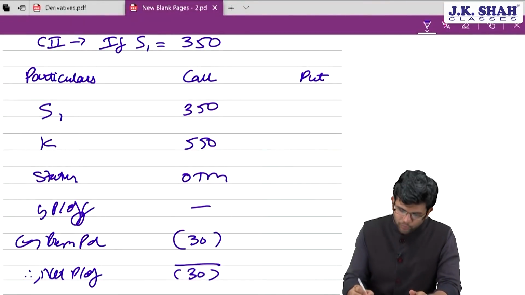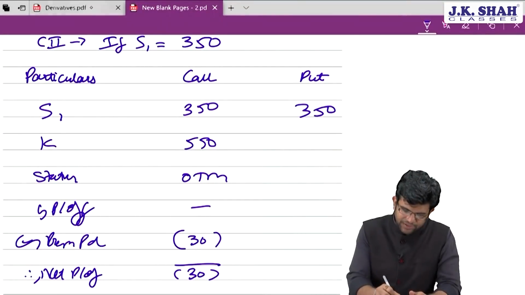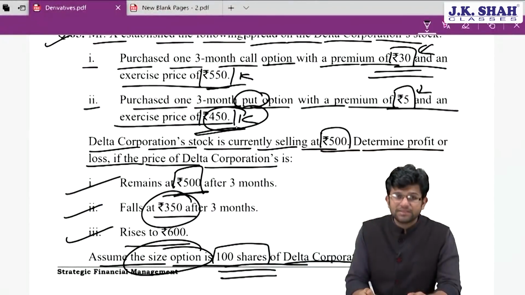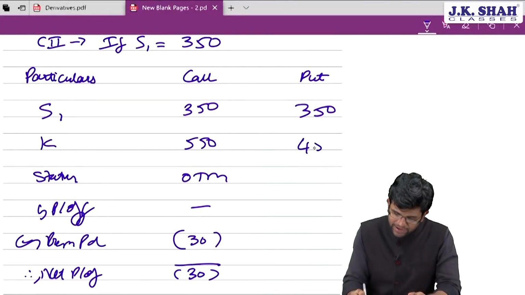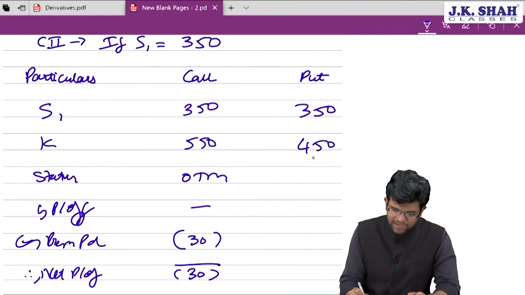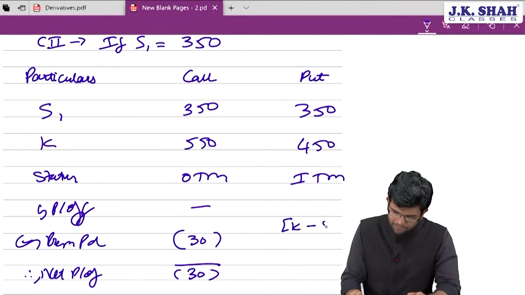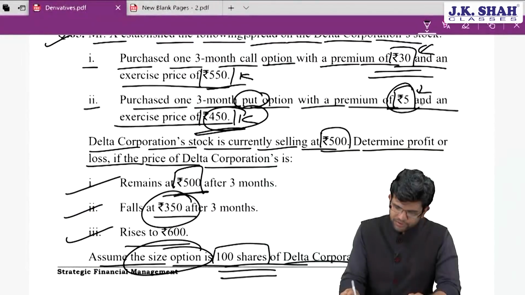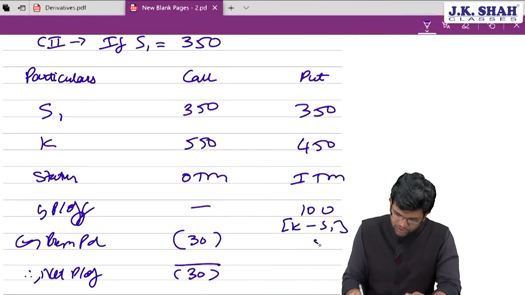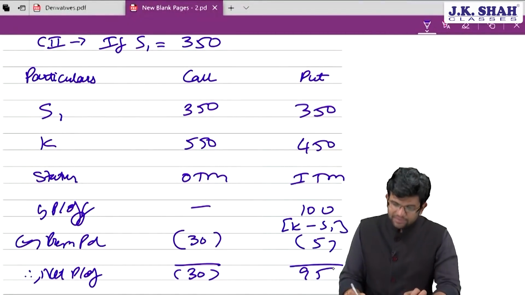Let's see for the put. The S1 obviously is 350. As far as the put K is concerned, it is 450. Okay, finally, S1 less than K, the put is in the money. The gross payoff obviously will be K minus S1, that is 450 minus 350, that is 100. The premium you're paying for the put option, students, is only rupees 5. So I'll write down here 5 and the net payoff will be 100 minus 5, that is 95.